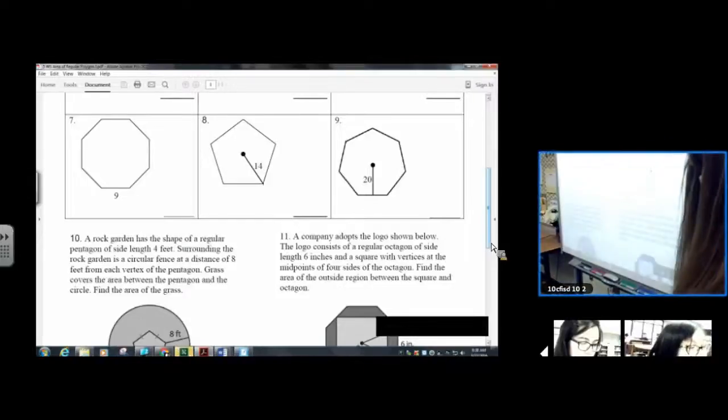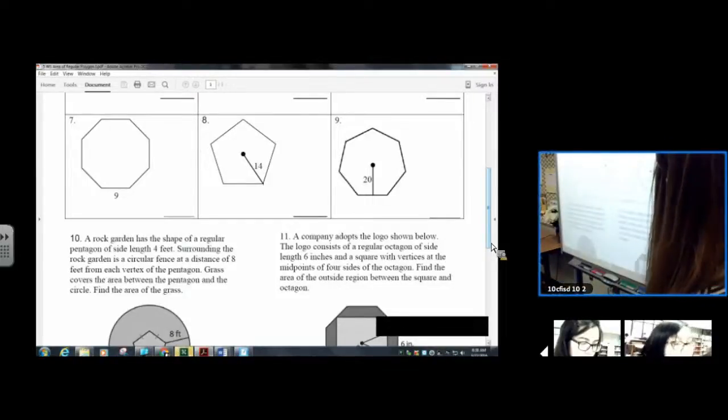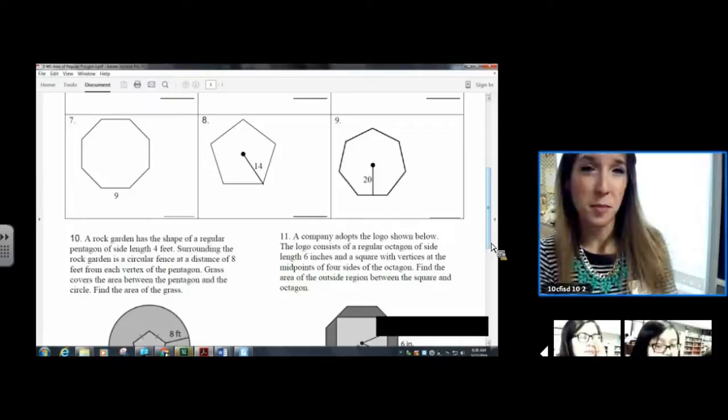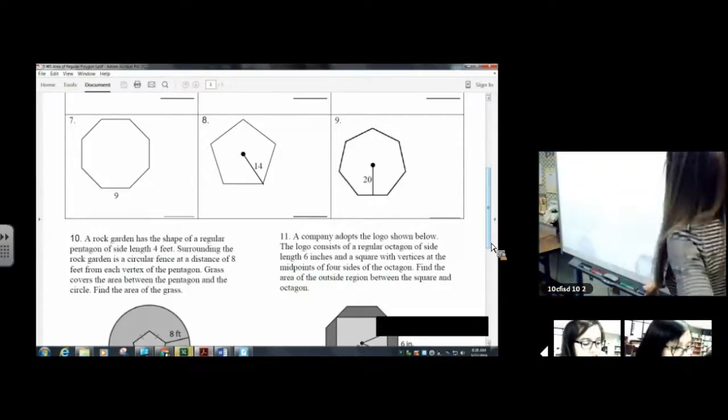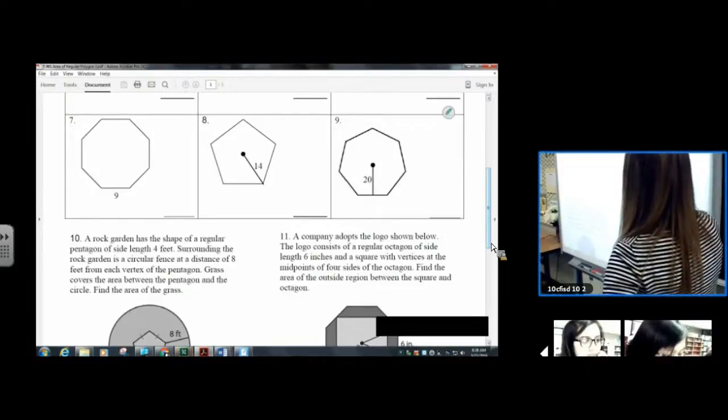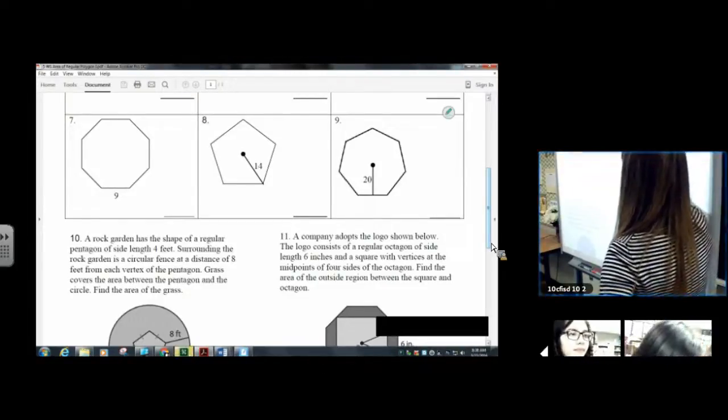Number 9 on the regular polygon homework. All right, so the first step that we would want to do is identify what shape this is. I can do 5 too. Okay. So we have 1, 2, 3, 4, 5, 6, 7 sides.